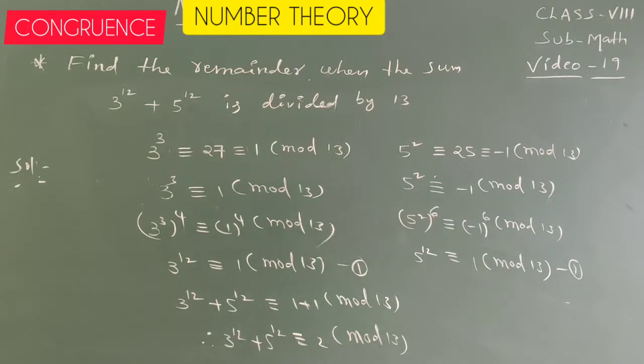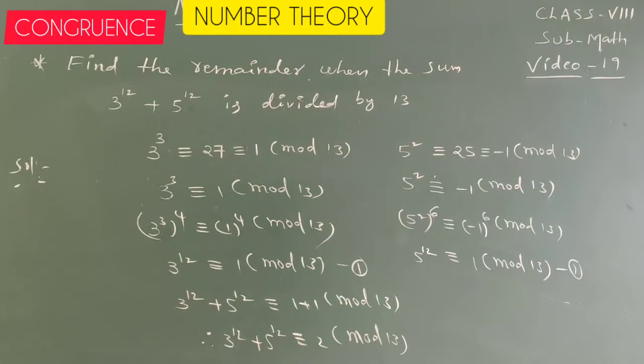Important one. Find the remainder when 3 power 12 plus 5 power 12 is divided by 13. Here 3 cube is close to a multiple of 13, and 5 square is close to a multiple of 13. That's why 3 cube, 27, is congruent to 1 mod 13. So 3 power 12 is congruent to 1 mod 13. 5 square, 25, is congruent to minus 1 mod 13, so 5 power 12 is congruent to 1 mod 13. We require 3 power 12 plus 5 power 12, so the remainder is 1 plus 1, 2. When it is divided by 13, the remainder is 2.